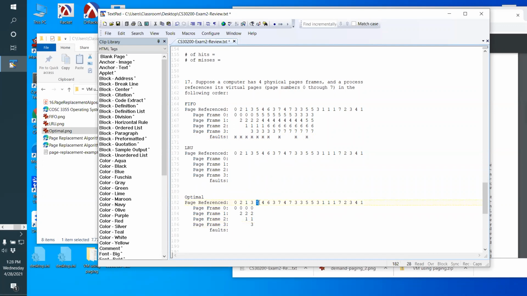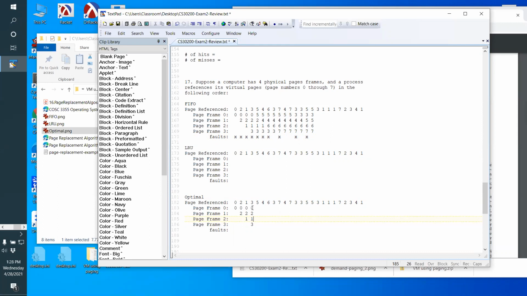Okay. Now 5's got to come in. Who do we boot out? Okay. Remember, up here, we booted out 0 because it came in first. That was first in, first out. Least recently used would also boot out 0 because 0 hasn't been touched since back then. So both first in, first out and least recently used would boot out 0. The optimal one says, okay, 0, 2, 1, and 3 are in memory. Who is going to be not used the most distant in the future?